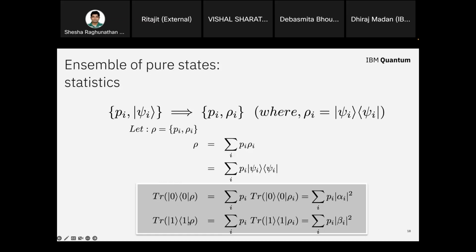If you ask the question, what is the probability of it being in 1? You just do the sum of p_i times mod beta_i square. And this sort of makes sense because now both of them are probabilities. You can multiply probabilities. In the other case, if you had the other representation, you wouldn't have been able to do certain calculations. So now these statistics will be repeatable and this makes sense in terms of representation. Let me pause for any questions.